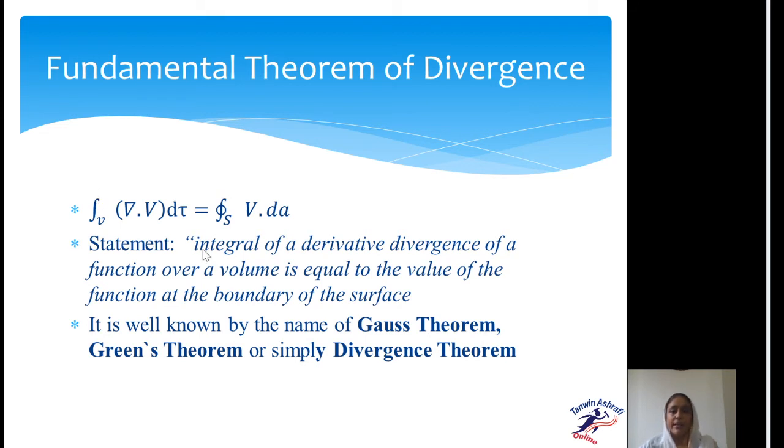Fundamental theorem of divergence. The statement says that the integral of the divergence of a function over a volume, dτ, is equal to the function at the boundary surface. That means if you want to take the derivative del dot v and find its integral over a volume, then the result is a value of the function at the boundary surface only.